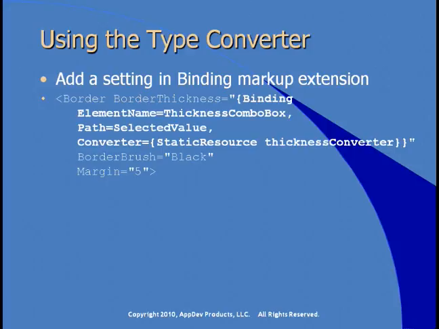And we have a static resource named thickness converter. That's the name we gave to the converter in the resource. Notice that we end with 2 curly braces, which looks weird because we have one curly brace to end the converter and the other curly brace to end the binding. If that bothers you, rearrange the order of the attributes so that you don't end with converter. It doesn't bother me. I'm sort of used to it by now.